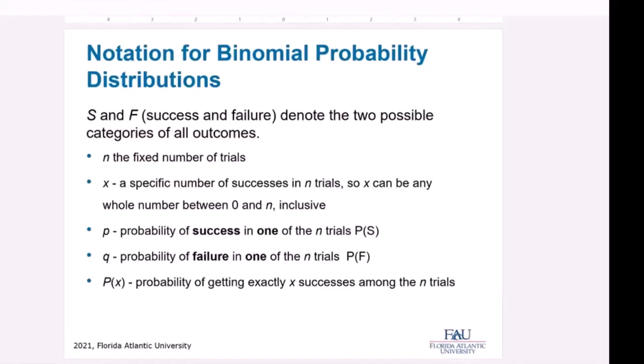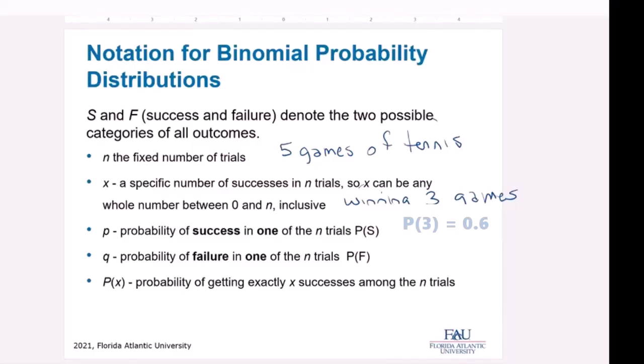Let's say I'm going to play 5 games of tennis. X is the number of successes in N trials. I want to know the probability of winning 3 games. The probability of success is 60% or a 0.60 chance of winning. If I have a 0.6 or a 60% chance of winning, I have 1 minus 0.6 chance of failing or losing, which is 0.40. This is equal to P, and this is called Q.